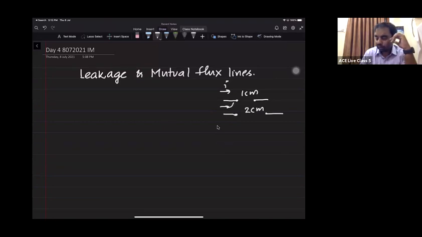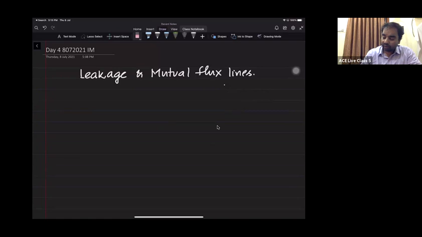As such, these flux lines will take the 1 centimeter path only. Why? Because when compared to 2 centimeters in air, 1 centimeter in air will provide less reluctance, and hence the flux lines will try to flow along that path. Is this point clear? Confirm me. Now, based on this, I'll be explaining what are called leakage flux lines and what are called mutual flux lines.